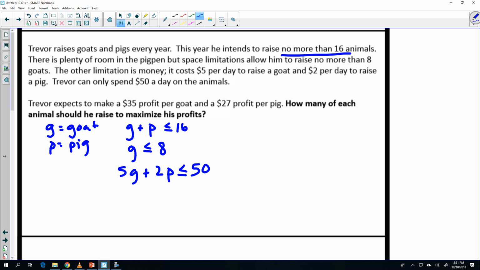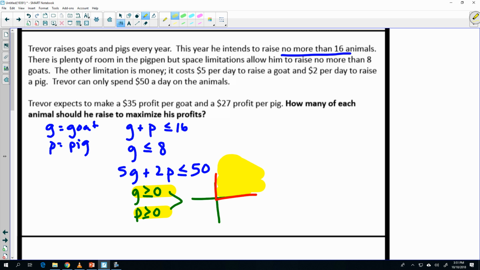Now, there's 2 more constraints that are kind of hidden in here. And they're telling me I can't have negative animals. I have to have 0 or more. So my goats and my pigs have to be greater than or equal to 0. And what this does on my coordinate system, it restricts me to be in quadrant 1. So I already know that from these 2 I've got this shaded region for my inequalities.